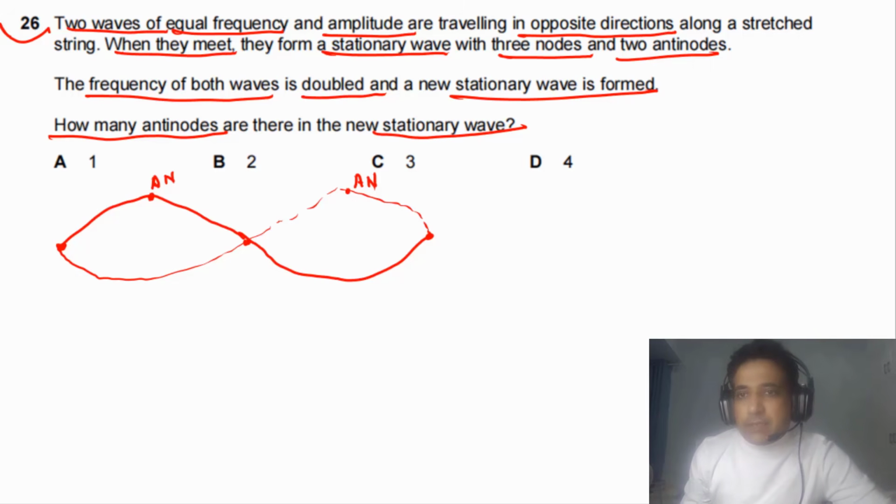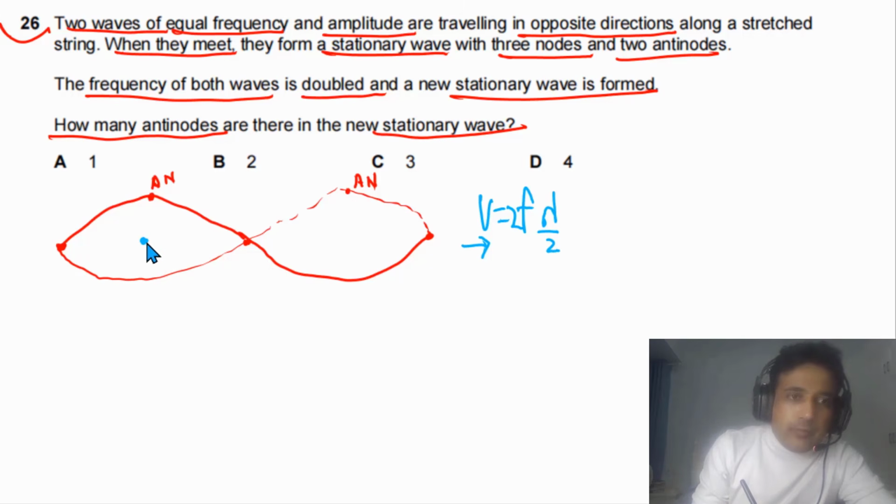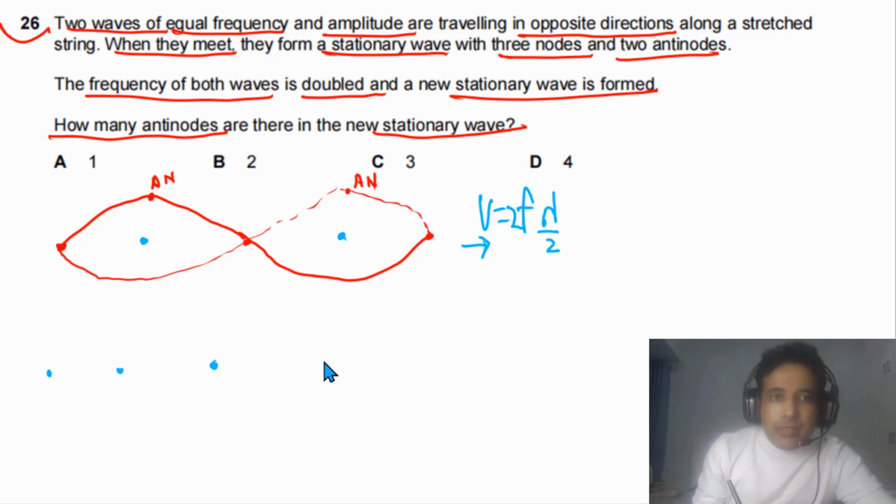For the second case, it is given to us that the frequency is double, but the type of wave is the same and the medium is the same, so the speed will not change. If frequency is double, wavelength has to be half, meaning this becomes half. So we can draw 2 nodes here. Now we have 5 nodes, so we can redraw here.